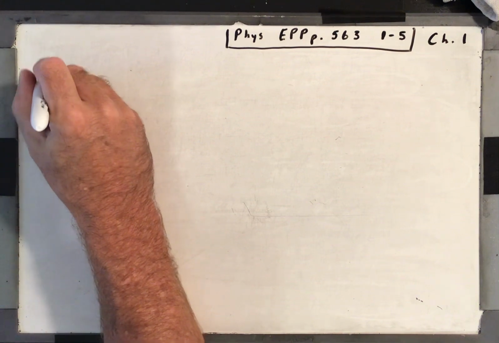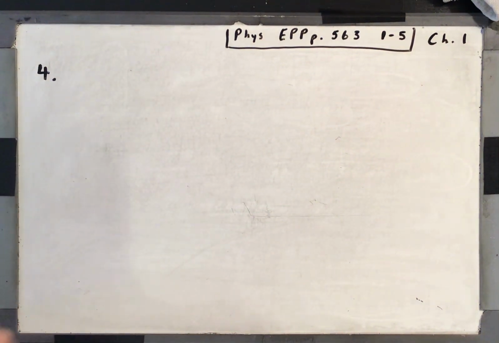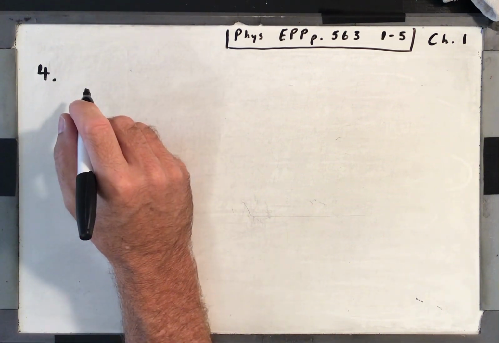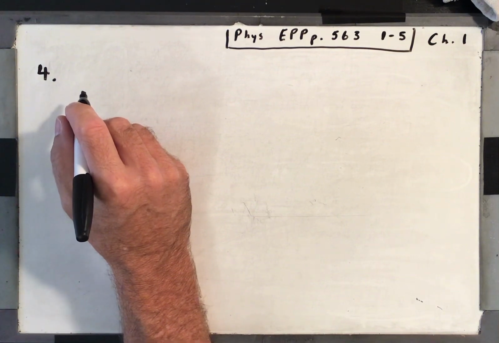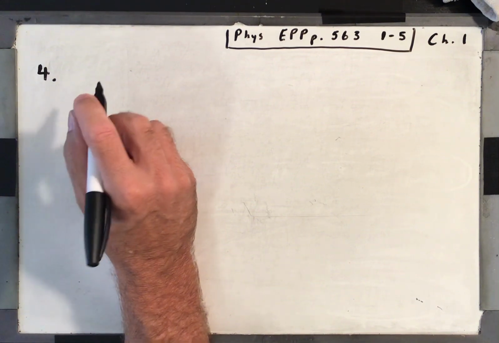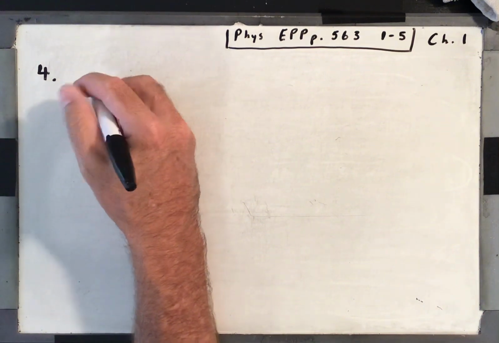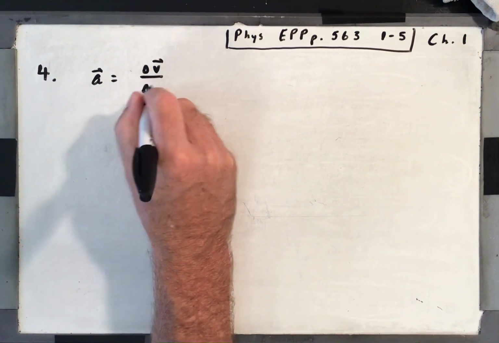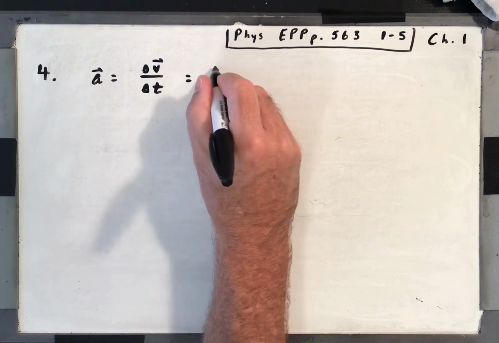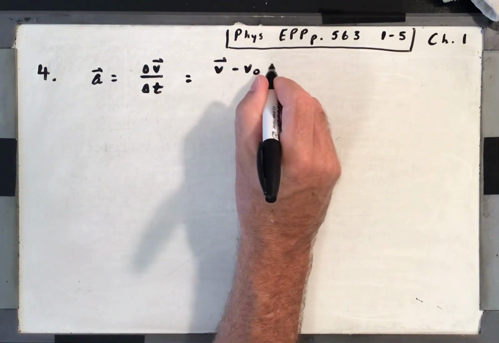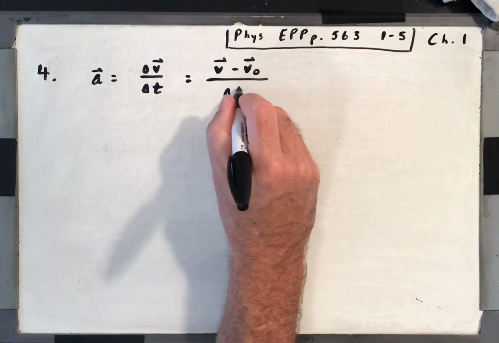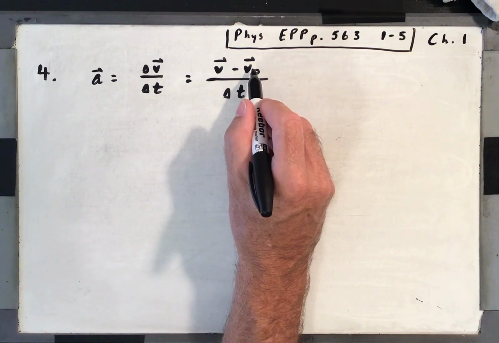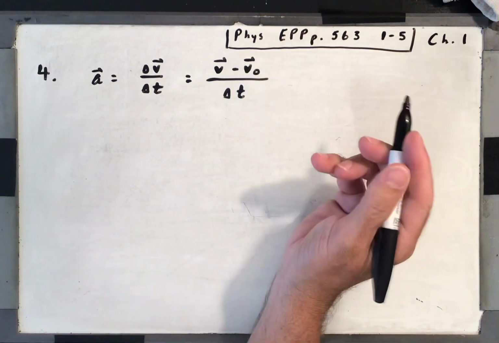All right, number 4. Number 4 is tricky because it involves a conversion. It says, while driving, a man slows his car from 72 to 65 miles an hour in 1.8 seconds. What's his acceleration in miles per second squared? All right, we know acceleration is the change in velocity over the change in time. And that's going to be the final velocity minus the initial velocity over the change in time. We're given for these two values miles per hour, and we want to know miles per second squared.